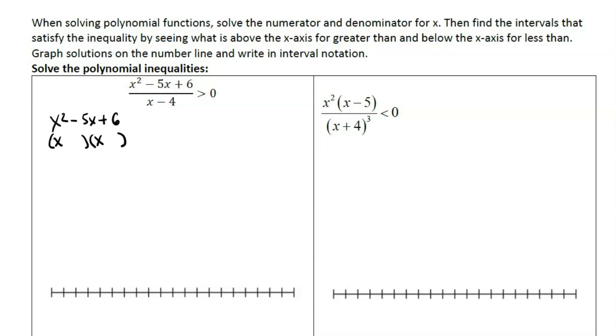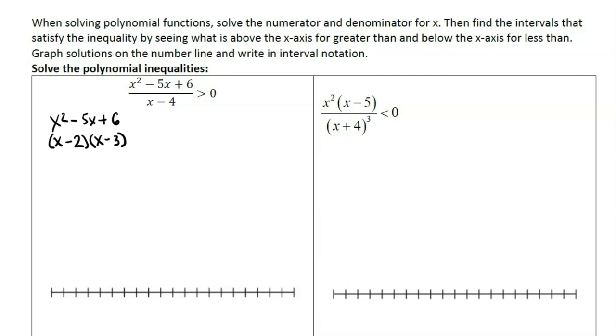x times x is x squared. And then I'm looking for two numbers that multiply to give me positive 6 that would combine to give me negative 5. And that would be 3 and 2. They'll both be negative in order to make the negative 5x that's in the middle. So negative 2 times negative 3 is positive 6. Negative 2 plus negative 3 is negative 5.